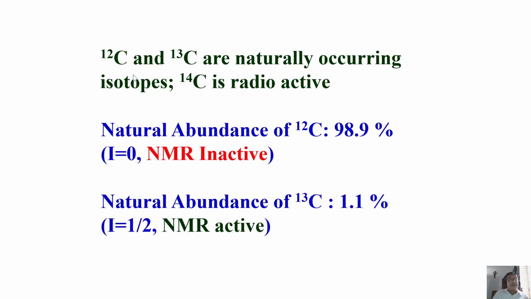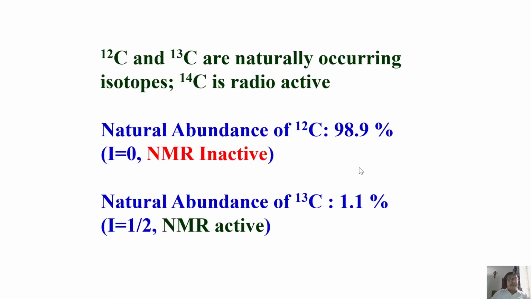The magnetic moment is 0. There is no interaction of the magnetic moment with the external magnetic field. So no Zeeman effect, no splitting of energy levels, no NMR. That's what I said. The spin is 0, such nuclei are NMR inactive. So carbon 12 is NMR inactive. Interestingly, this is 98.9% abundant. And carbon 13 is only 1.1% abundant.